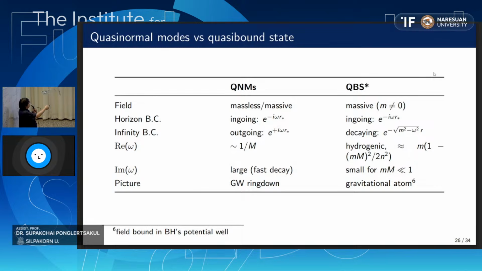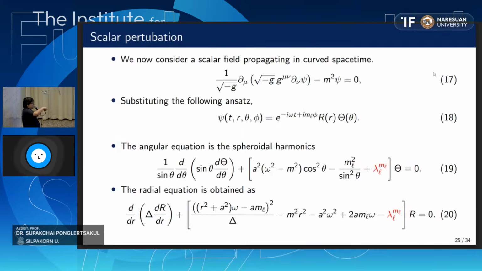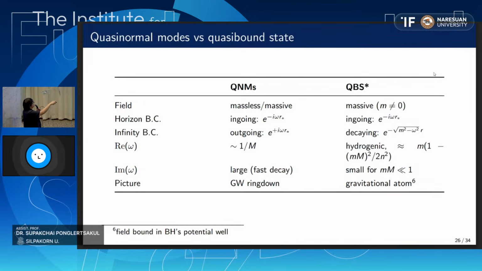And the picture is quite different, because for the quasi-normal mode, the decay rate tells us about the ringdown of the perturbation, because it's oscillating and decreasing over time. Whereas the quasi-bound state is more like a bound state that we see in our quantum mechanics class, like in the hydrogen atom. So basically, for the quasi-bound state, we can picture the field that we use to perturb black holes as somehow being trapped within the gravitational potential of the black hole. So the field bound by the black hole's potential forms the quasi-bound state.